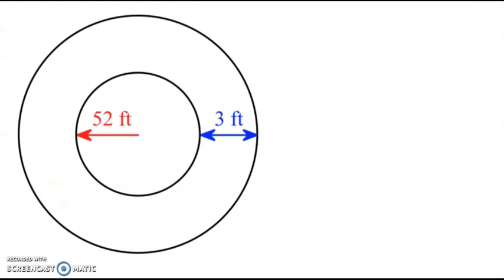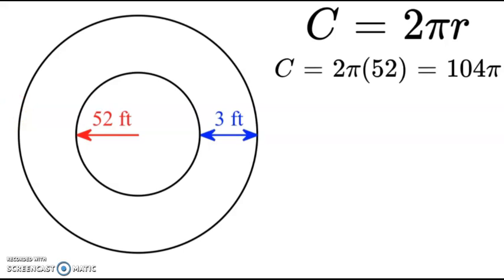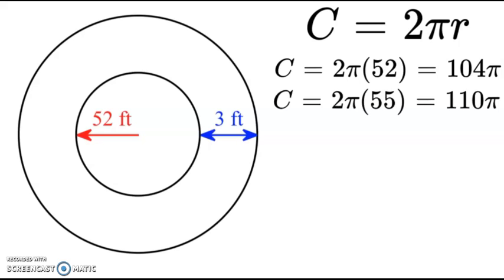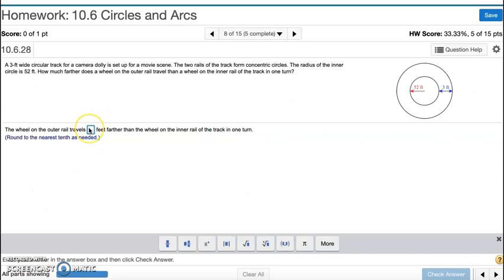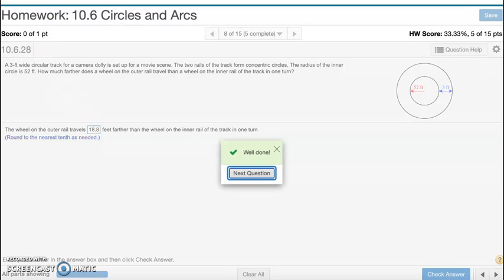So we're going to need to find the circumference of both circles and subtract them. So finding the circumference of the smaller circle, we have a radius of 52 feet. So 2 times pi times 52 equals 104 pi. Now to find the circumference of the larger circle, it has a radius of 52 feet plus 3 feet, which is 55 feet. So 2 times pi times 55 equals 110 pi. Now to find out how much farther, we subtract the circumferences and we get approximately 18.8. So let's type that in. Typing in 18.8, and that's number 8.